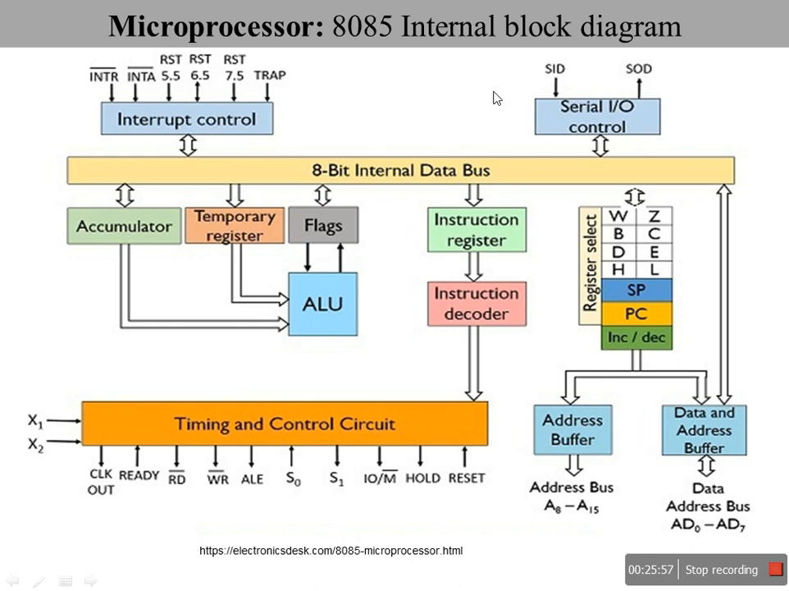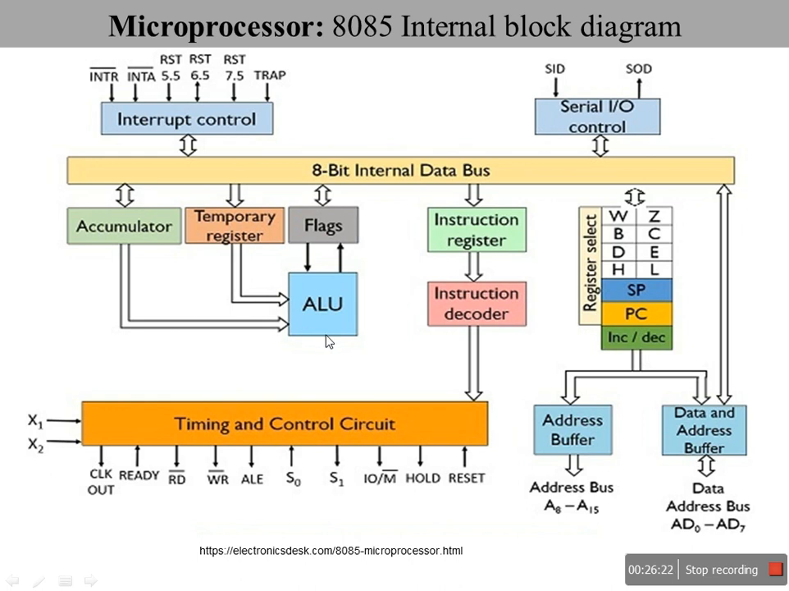Similarly, we can have serial communication with the peripheral world using this facility, SID and SOD. This is serial in data and serial out data, controlled by this block. Then we have an 8-bit internal data bus, and to this we have a specialized register called the accumulator, some temporary registers, and the flag register, the PSW, program status word.